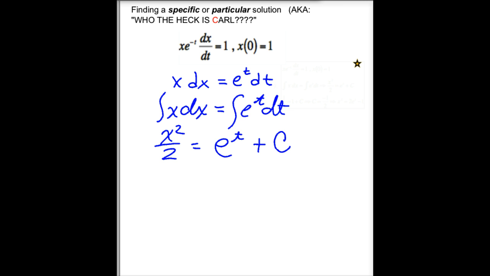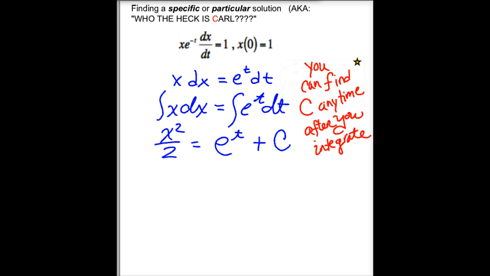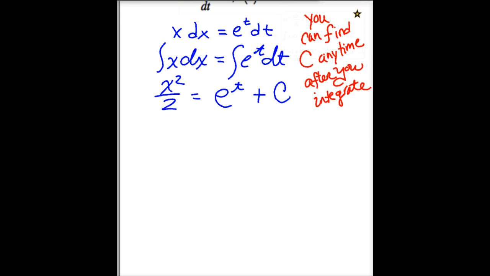Now we're going to stop. You can technically find, and this is important, you can find the constant of integration anytime after you integrate. You can do it immediately, you can do it partway through, or you can wait till the end. It really doesn't matter, and that gets a little frustrating that you have that much freedom. But if I want to go find Carl right now, I could. However, I'm going to choose not to, but let's suppose I did. Let's go ahead over here and write finding C now.